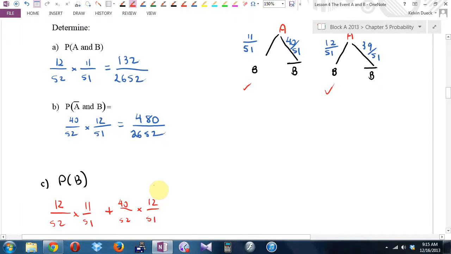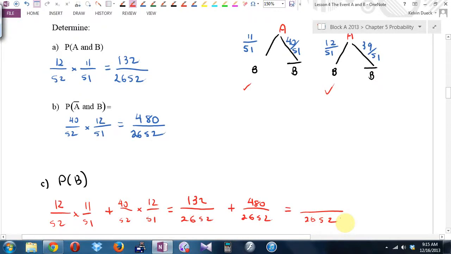It's going to be 132 over 2652 or 480 over 2652. How do I add fractions? What do I need to add fractions? A common denominator. Oh, have I got a common denominator? So it's going to be over 2652.